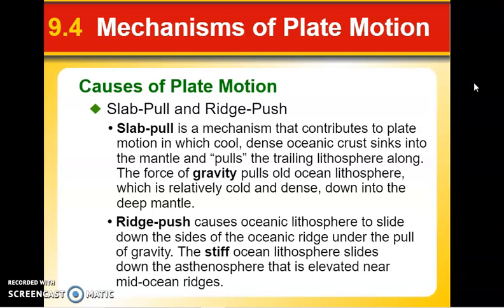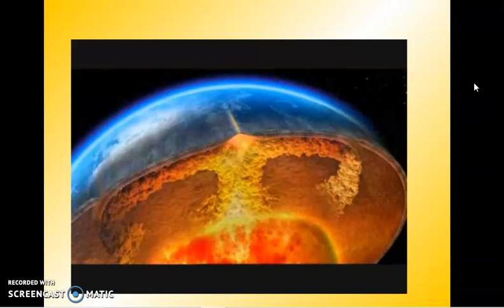Ridge push causes oceanic lithosphere to slide down the sides of the oceanic ridge under the pull of gravity. That stiff ocean lithosphere slides down the asthenosphere that is elevated near the mid-ocean ridges. Here we can see it's pushing here as it's rising and creating new. It's pushing, and over here it's pulling it under.